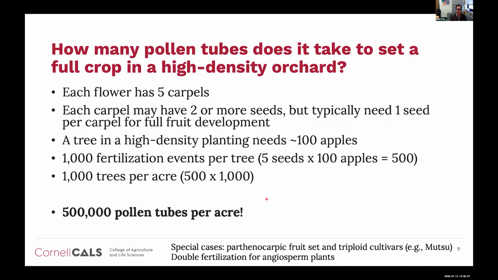Okay, so I just did some math on this, just kind of back of the napkin. If each flower has 5 carpels, you might have more than 1 seed per carpel, but let's just say we had 1 to develop a full apple, so it wouldn't be lopsided.